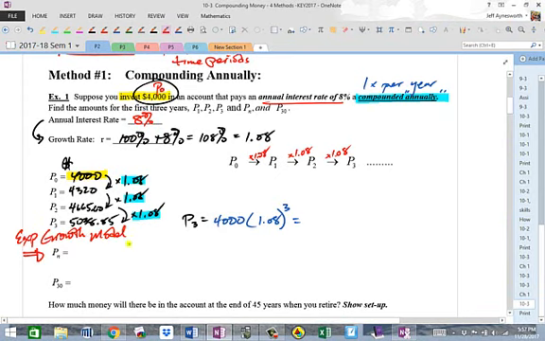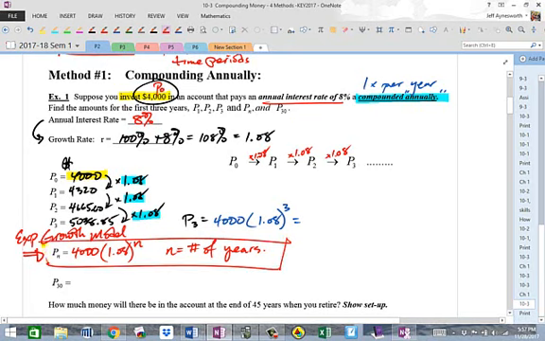is P sub n is equal to the original amount, P sub 0, times the growth rate, 1.08, to the nth power, where in this case n represents number of years, because we're doing it annually, one time a year. Number of years. Okay, so let's highlight this. There's your exponential growth model.